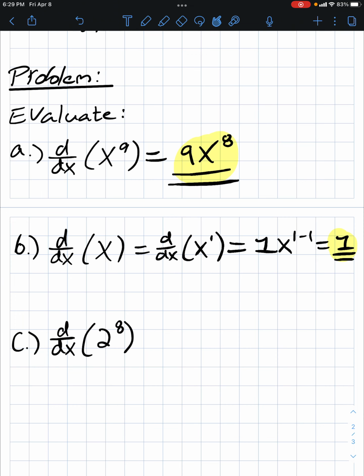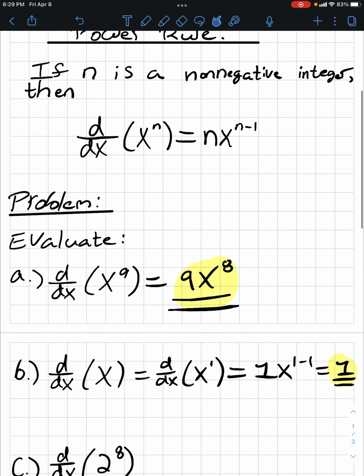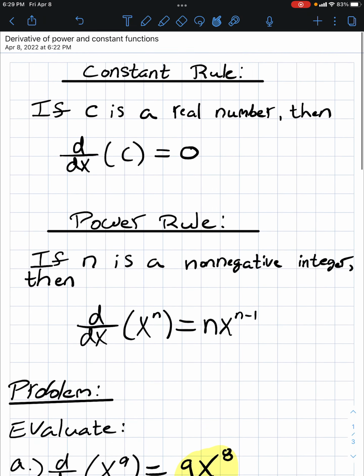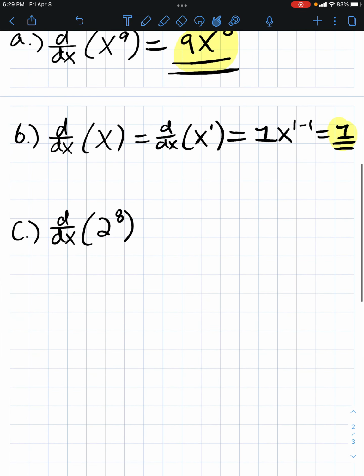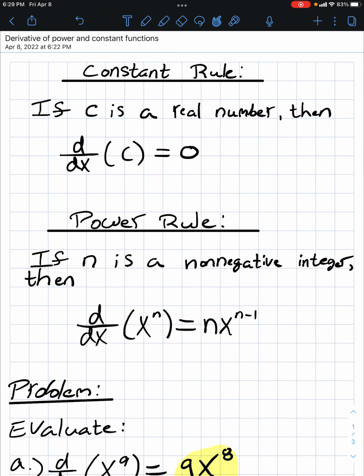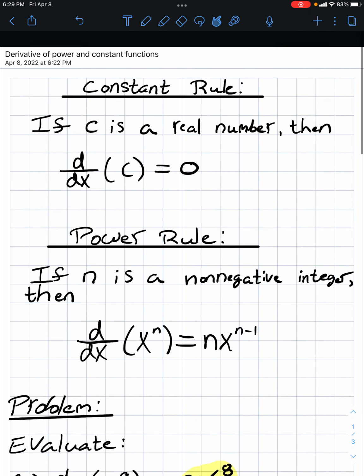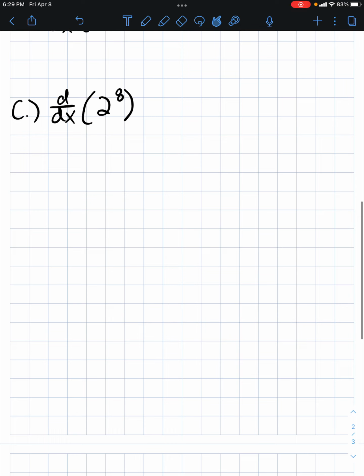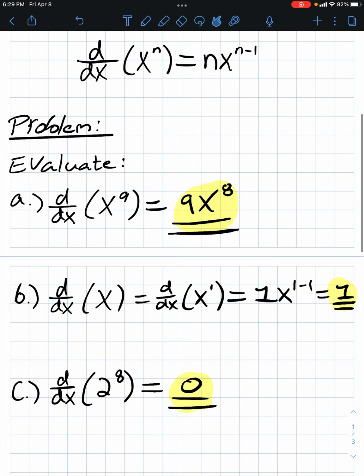And then for part C, do we need to use the constant rule or the power rule? Well, it's 2 to the 8th, a constant value. So we need to use the constant rule. And what does the constant rule say? If c is a real number, and 2 to the 8th is a real number, then taking the derivative of that is going to be equal to 0. And that is the solution to this problem.